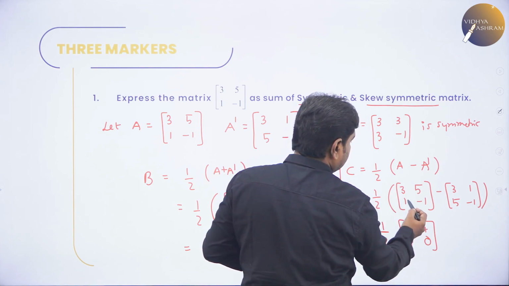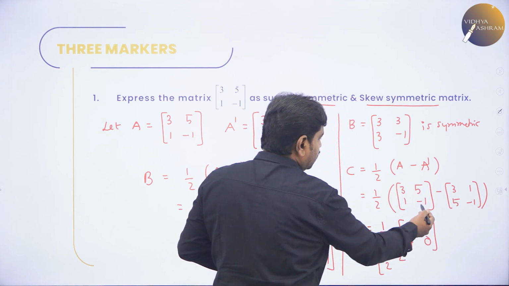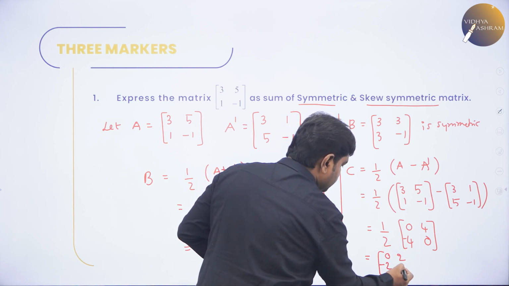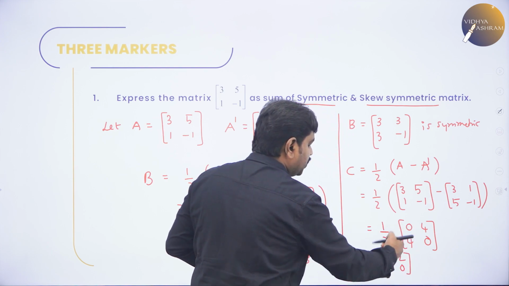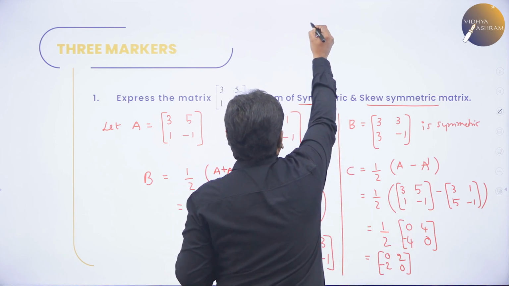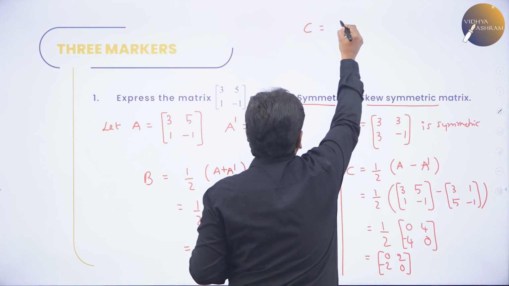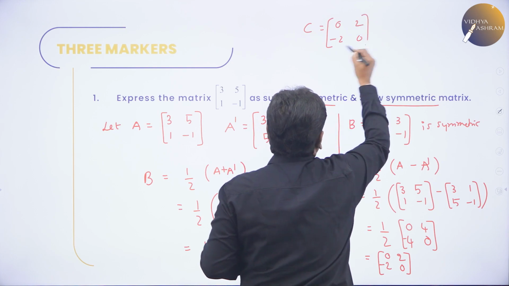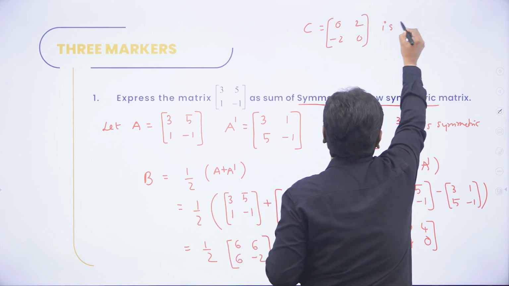Half into, here 1 minus 5 is minus 4 and minus 1, this is 0, this will become minus 2, and this is half into 0 is 0. So after you multiply 1 by 2 to each element we will get 0, 2, minus 2, 0. So now we got the C value. What is the C value? 0, 2, minus 2, 0. So this is skew symmetric.